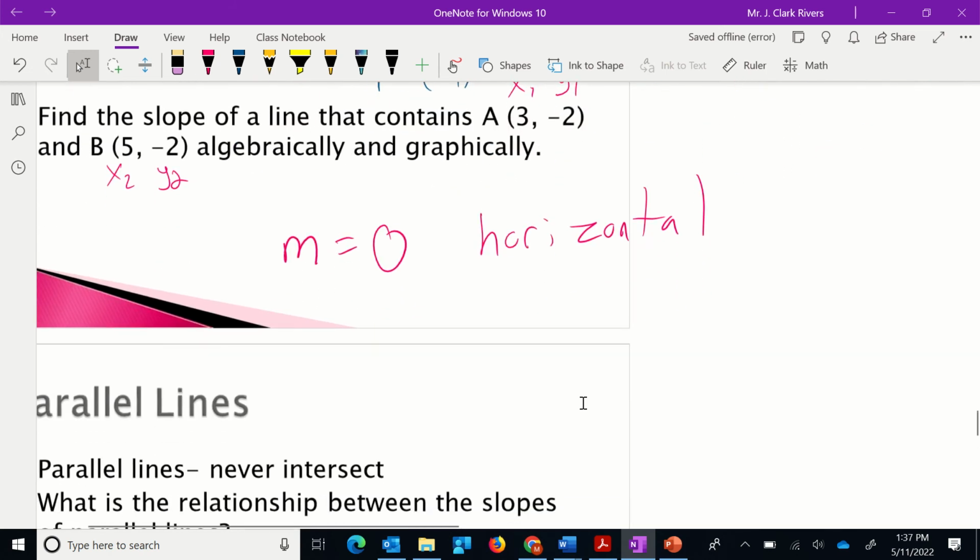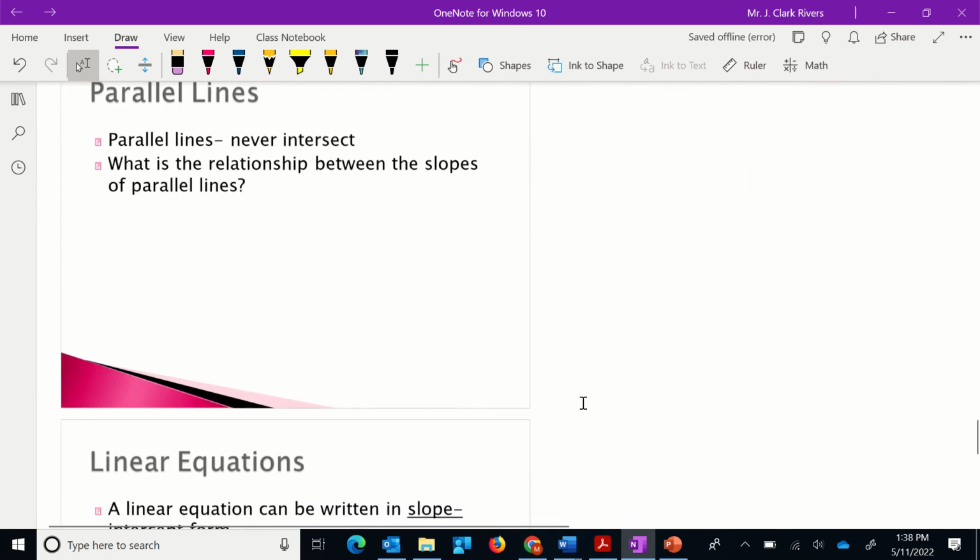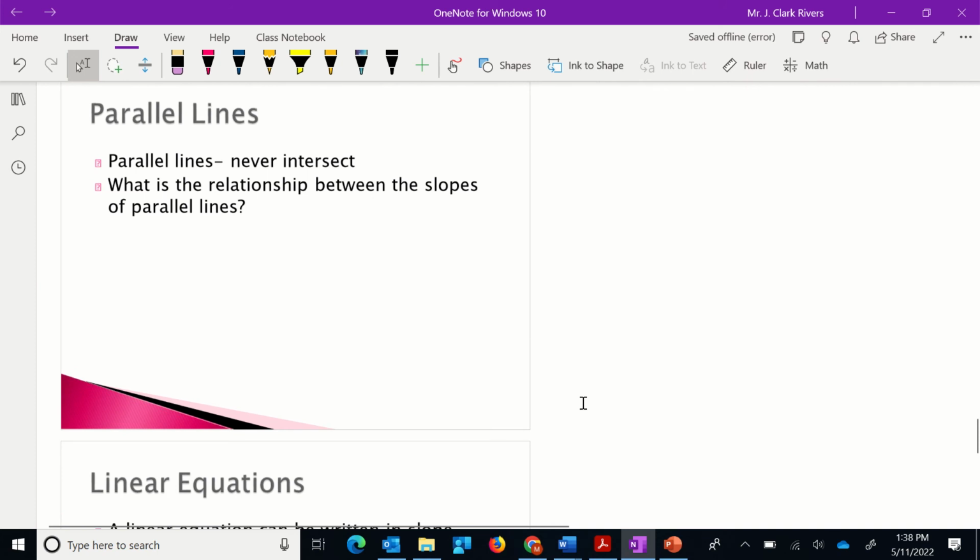Vertical lines have a slope that is undefined. Now, let's talk about parallel lines. Parallel lines never intersect. So what's the relation between the slopes of parallel lines?